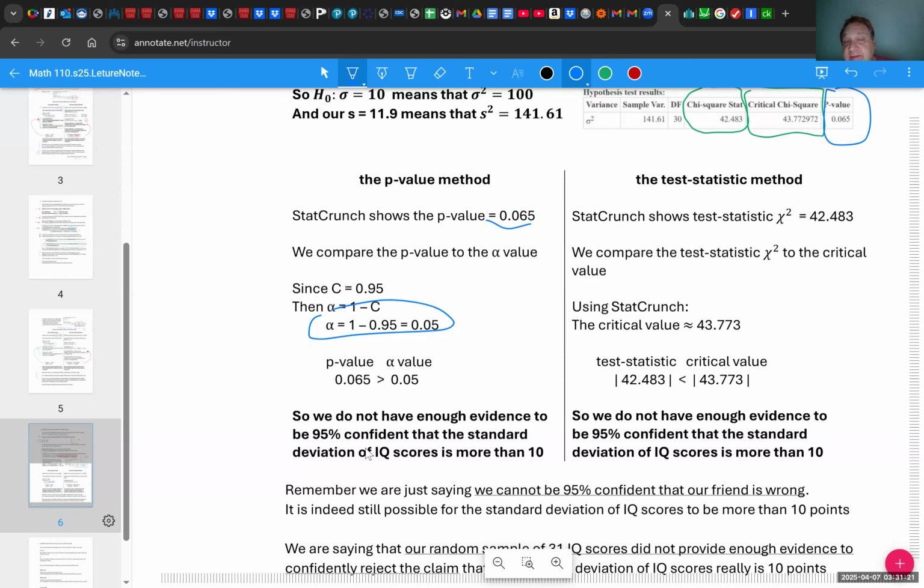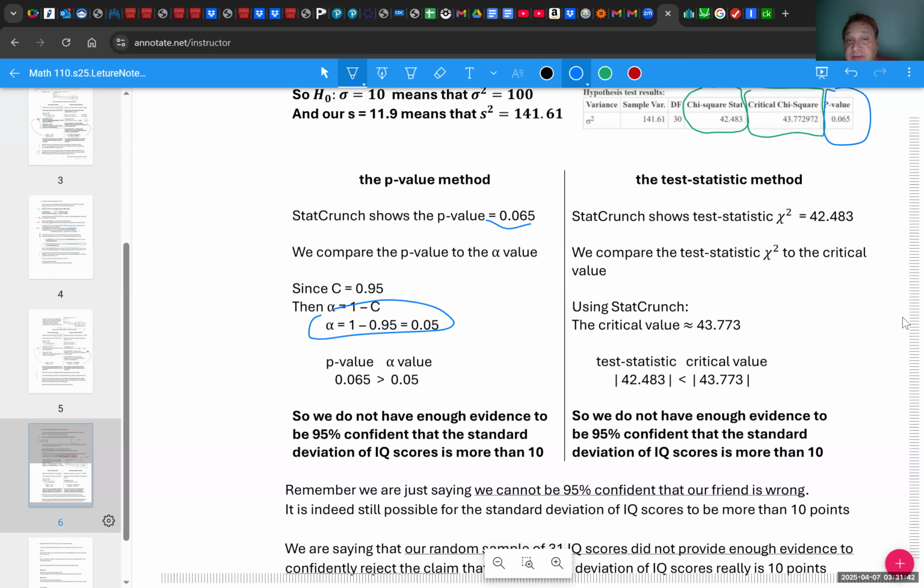So we do not have enough evidence to be 95% confident that we can reject the null hypothesis that the standard deviation of IQ scores is equal to 10. Or in fact, we can do it in favor of the fact that we now have enough evidence to reject the null hypothesis in favor of the standard deviation being larger than 10.